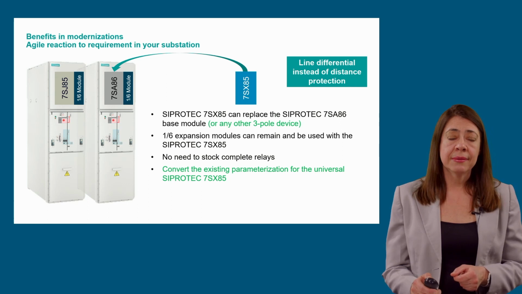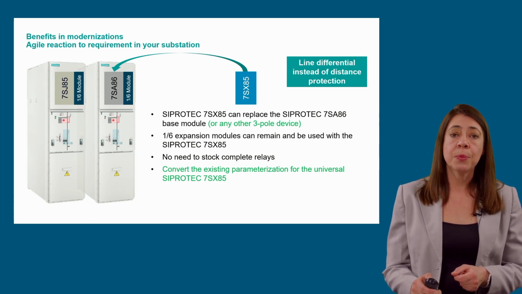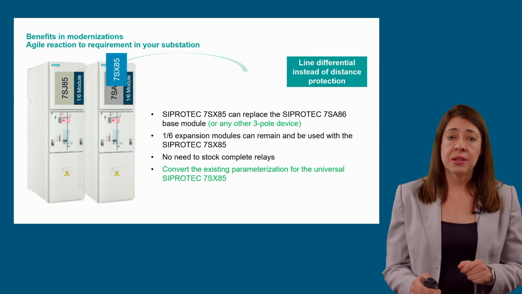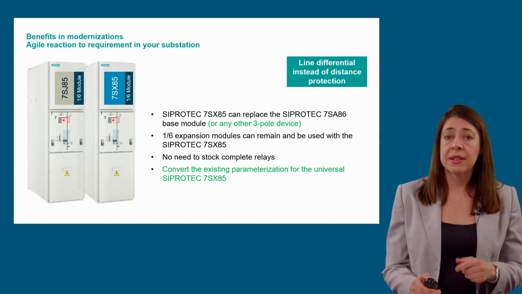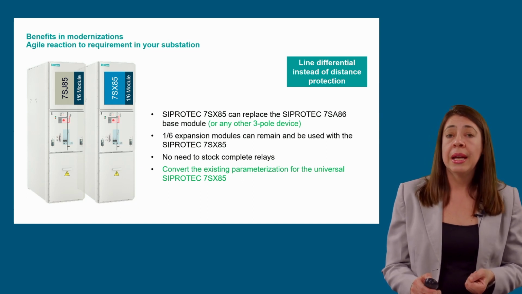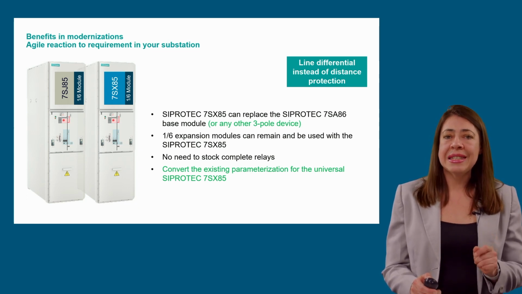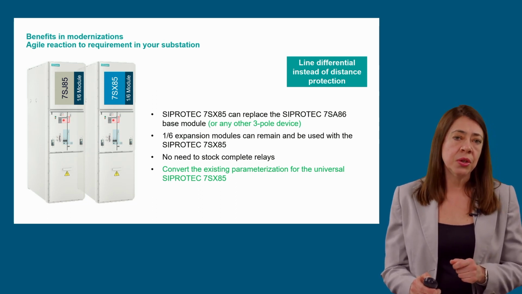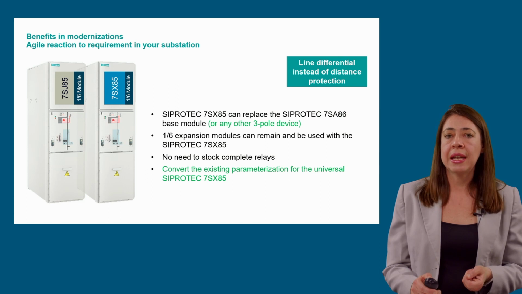You replace the 7SA86 module by a 7SX85. Remember that with a universal relay, you can replace any three-pole 3-pin device. You don't need to exchange the complete device, as the existing I/O extension modules can still be used. And the best, you can easily convert the existing 7SA86 parameterization for the 7SX85.